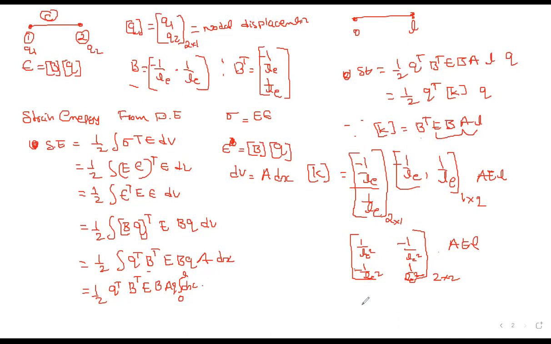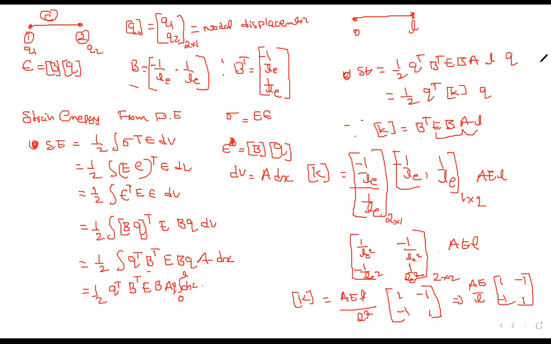If you take 1 by L square as common, the stiffness matrix K can be defined as equal to AE into L, and let us take L square as common there, into, if you take 1 by L square common, 1 minus 1 minus 1 and 1. Everywhere you take 1 by L square as common. This L square gets cancelled, so it can be rewritten as AE by L into 1 minus 1 minus 1 1. So this would be the stiffness matrix for the bar element.